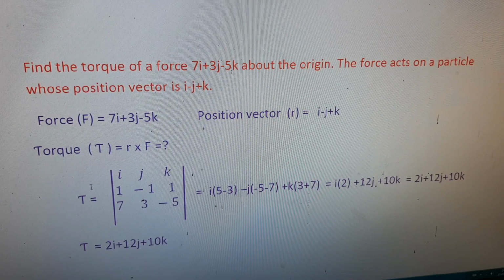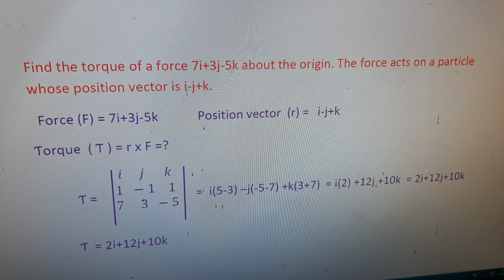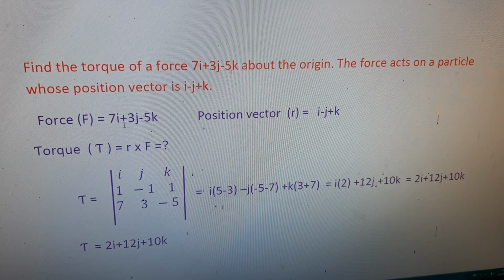The important 4 marks problem in 7th lesson, that is find the torque of a force 7i plus 3j minus 5k about the origin. The force acts on a particle whose position vector is i minus j plus k. So as per given data, we can take the physical quantity force. It will be represented by F is equal to 7i plus 3j minus 5k, and the position vector will be represented by small r, is equal to i minus j plus k.